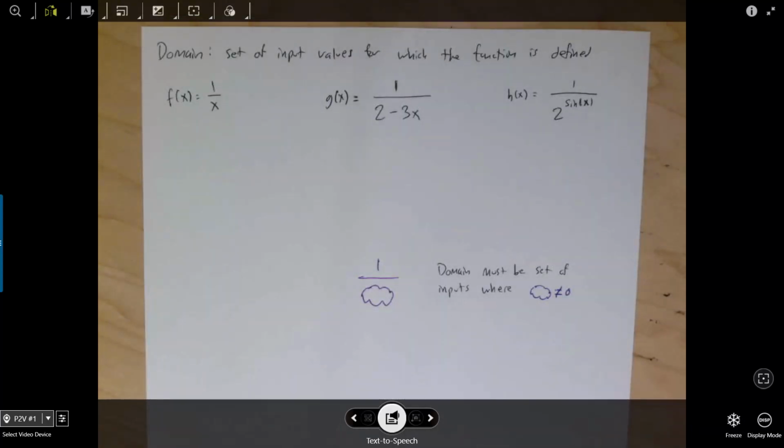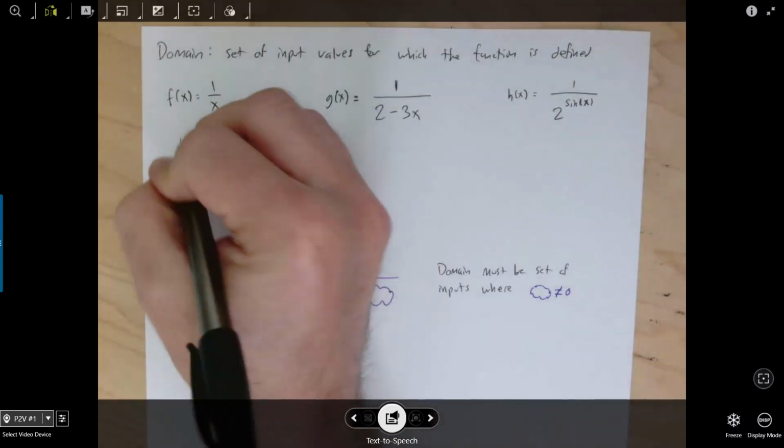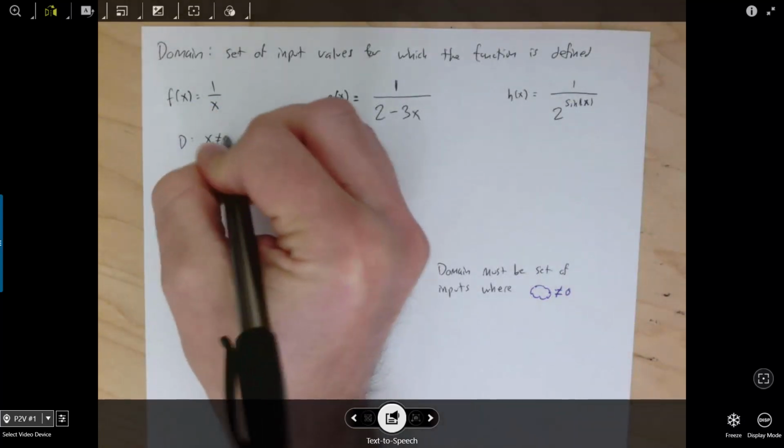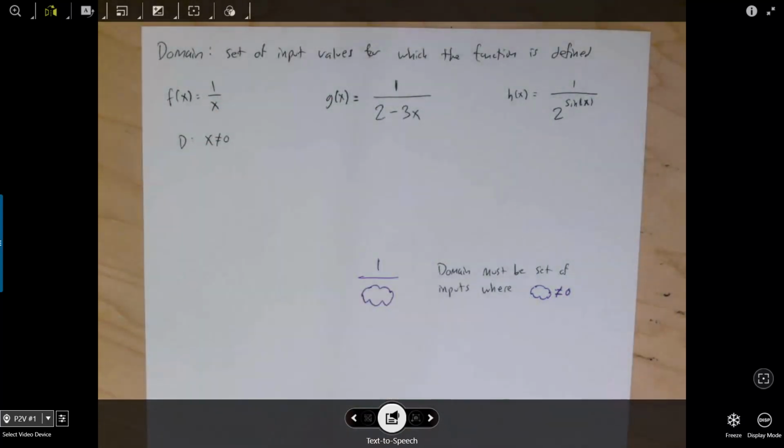Let's do a different set of examples. So we've got 1 over x, 1 over 2 minus 3x, and 1 over 2 to the sine x. So the exact same idea applies here. You probably knew the domain already of the function 1 over x, and the domain is just x can't equal 0, because 0 is the only input where 1 over x is not defined. So you can use that same idea for these other two.